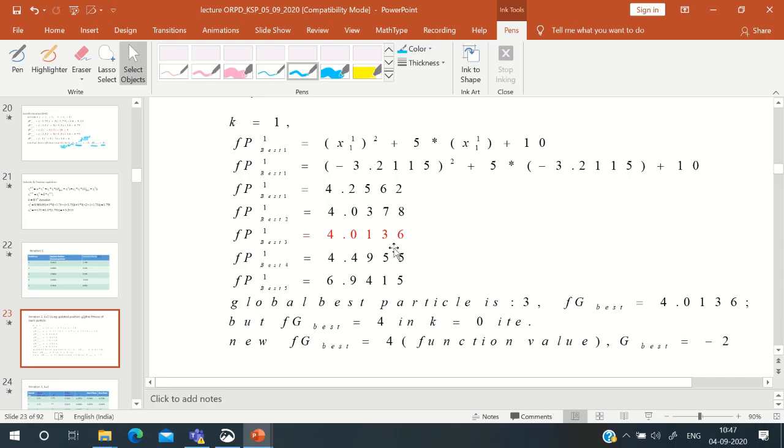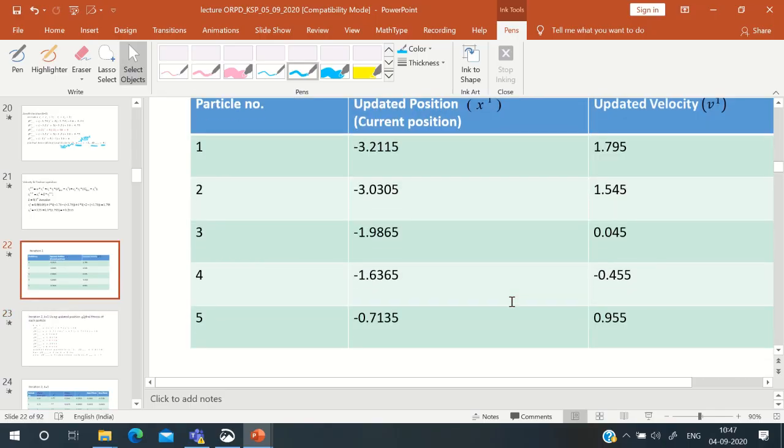And what is the corresponding function value? This is fp best. Now we consider this as the global best, so it is fg best, and it is 4.0136. These are the values we obtained in the first iteration. They should be compared with the values obtained in the 0th iteration, and then we will update the global best particle in the real sense.